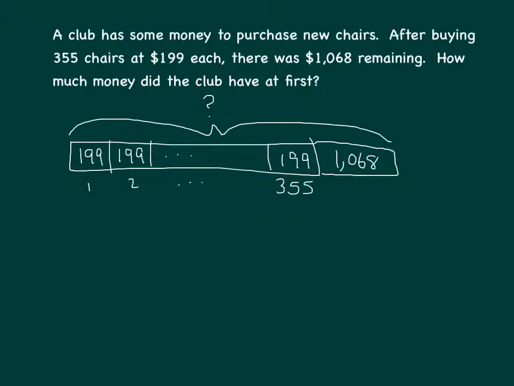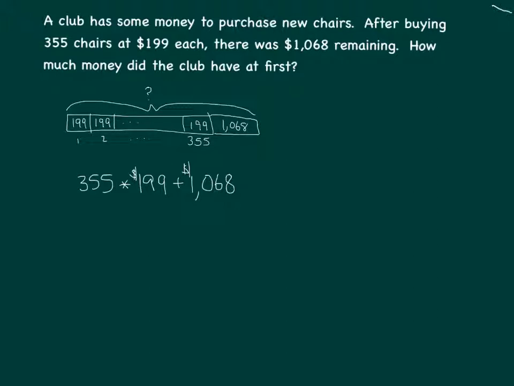So to get the solution, I'm going to have 355 groups of $199 plus the $1,068 that were left over. Making a little room, I'm going to come over to the side and do my scratch work. I'm going to have 355 times 199.